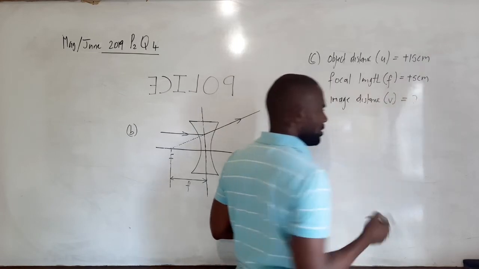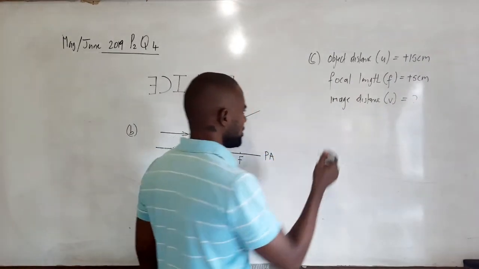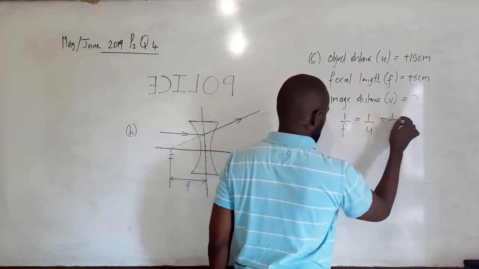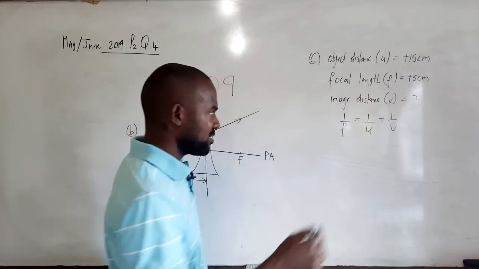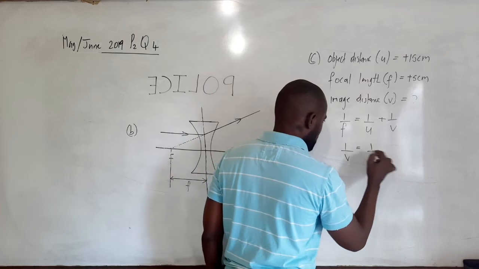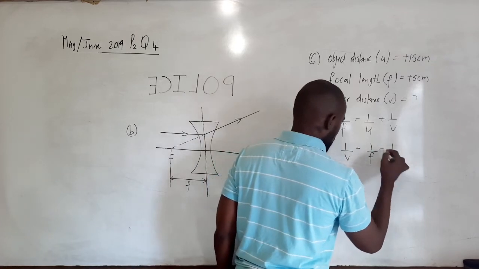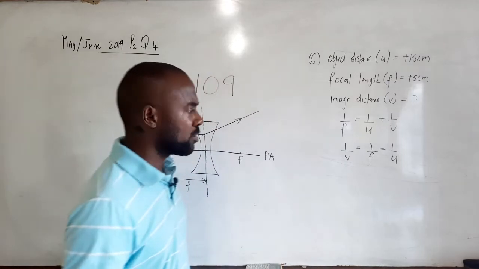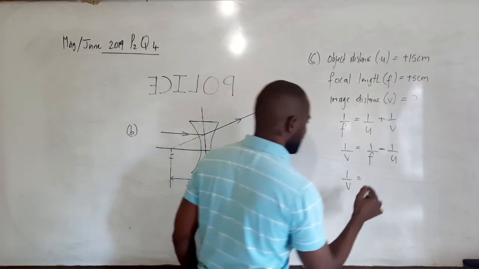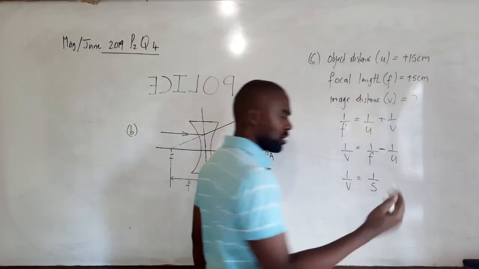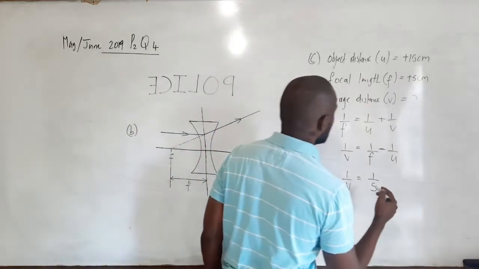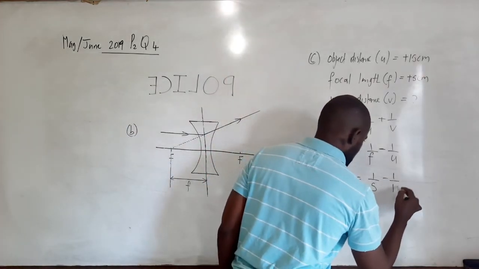Right? So we're going to be using our lens equation, which is 1 over F equals 1 over U plus 1 over V. Because we're interested in finding V, let's make 1 over V the subject. And so we have 1 over V equal to 1 over F minus 1 over U. Let's substitute our values and do our calculation, right? So 1 over V is equal to 1 over 5. Now, there's no need to convert these to meters, as long as the units are consistent. So 1 over 5 minus 1 over 15.